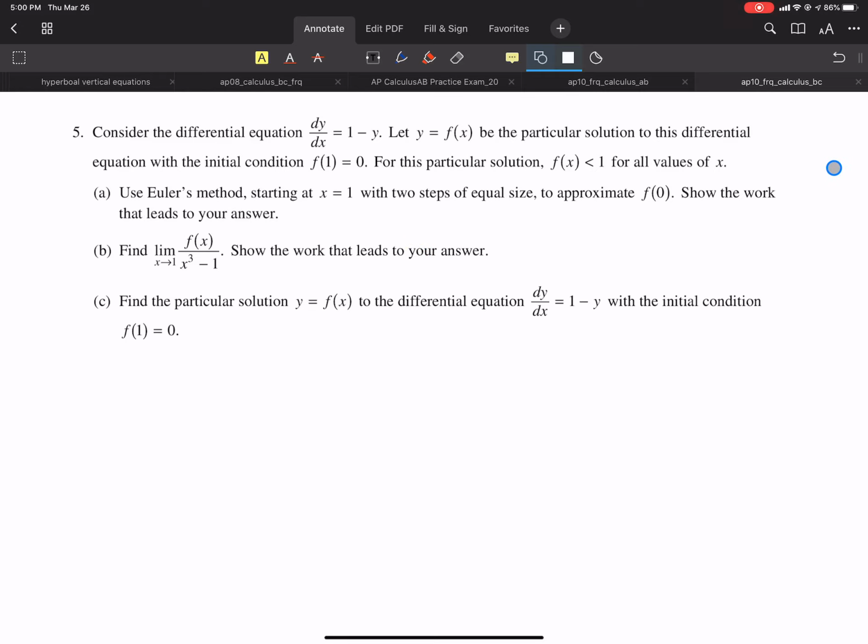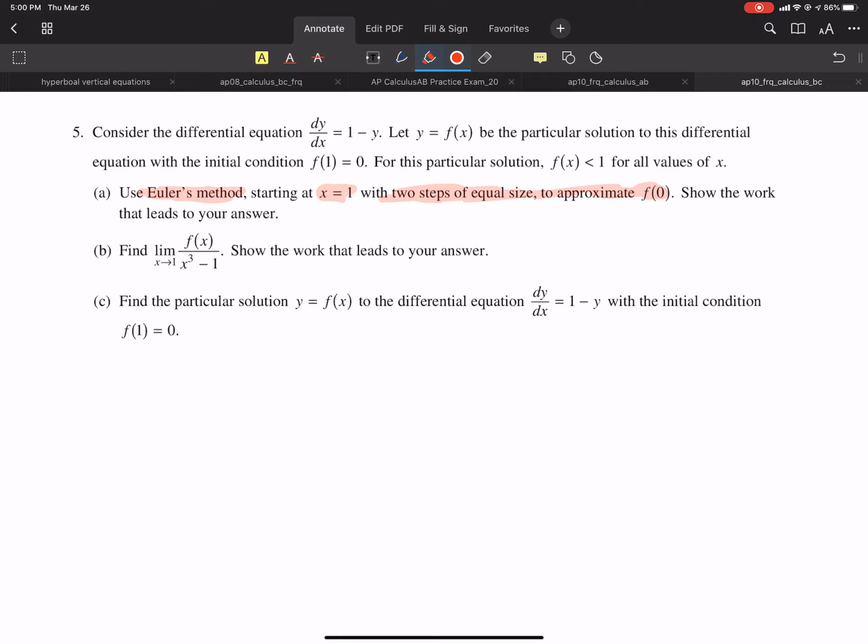Call me weird, but I'm actually having fun doing these FRQs. So this is 2010 BC number 5, and we're doing part A, Euler's method. Start at x equals 1, 2 steps of equal size to approximate f of 0. Show the work that leads to your answer.